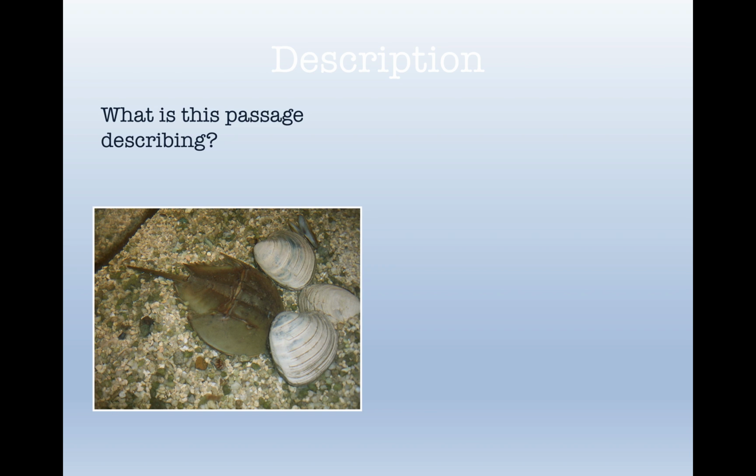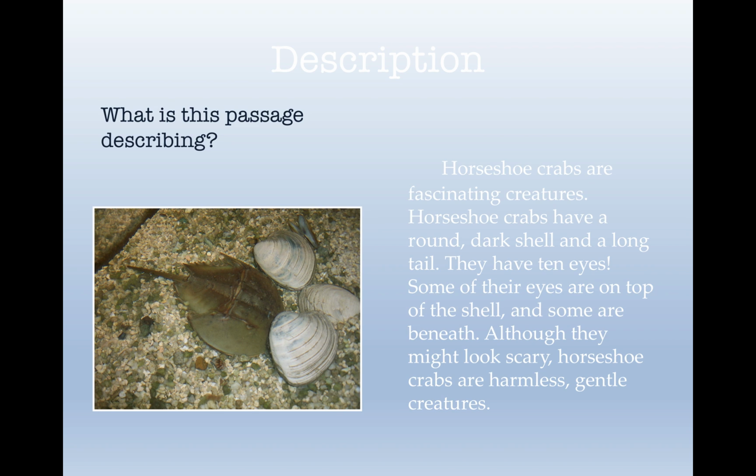All right, so now we're going to try to determine what is this passage describing. It is a description text, but what is it describing? Horseshoe crabs are fascinating creatures. Horseshoe crabs have a round, dark shell and a long tail. They have 10 eyes. Some of their eyes are on top of the shell and some are beneath. Although they might look scary, horseshoe crabs are harmless, gentle creatures. What is this text describing? What is this passage describing?